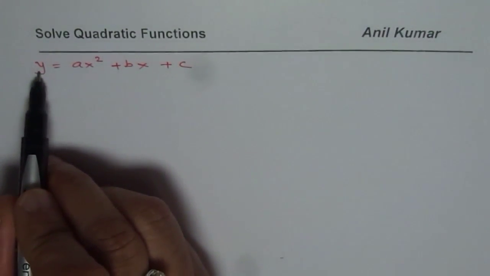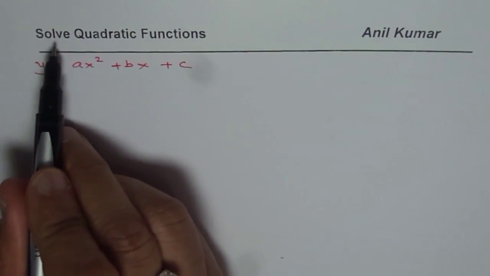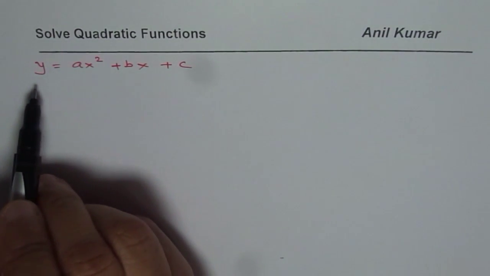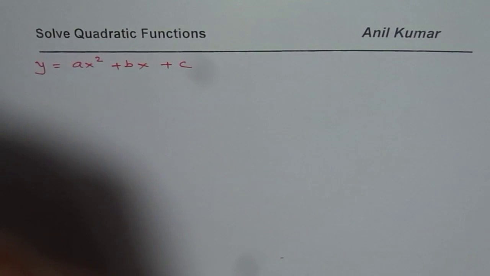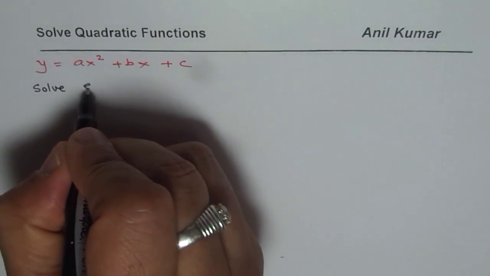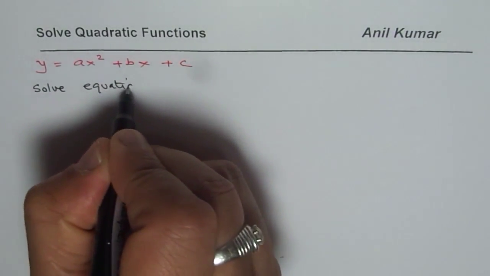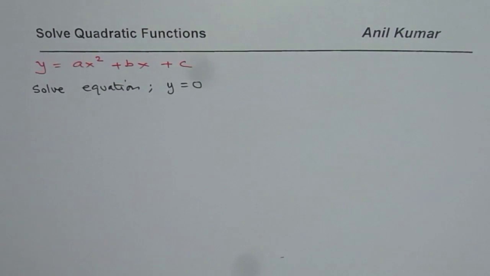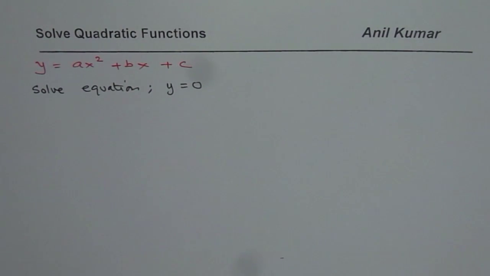Now, y values could be anything. When we say solve for a quadratic function, specifically, we treat y as 0. So remember one thing, if I say solve equation, then it really means y equals 0 by default. So we don't say find the value of the function when it is 0. When we say solve the equation and the equation is given to us, it is understood that we have to make the y value 0.